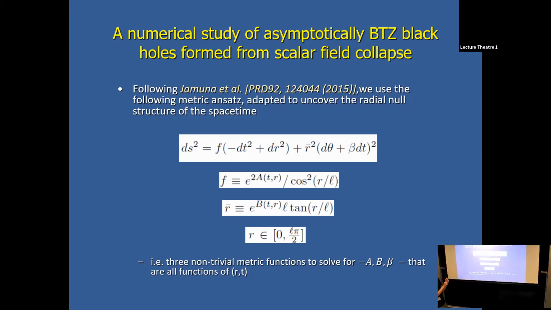You still have to worry about where, if you run into a singularity before you've evolved the space-time, you have to excise that. But because it's just two coordinates, it's actually trivial to do. So this is now R bar. Notice that this is not R, so the actual proper circumference is not this coordinate R. This is the proper circumference that we want to look at. And then all the relevant metric functions become functions of R and T. So these are the PDEs that we have to solve.